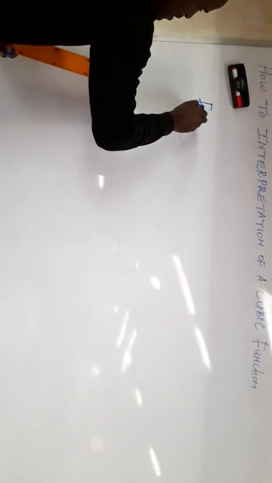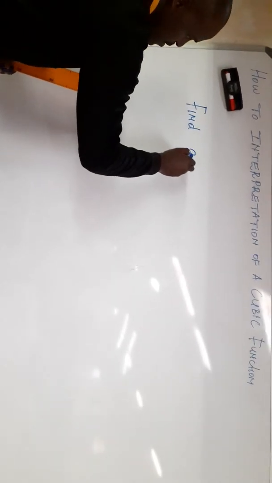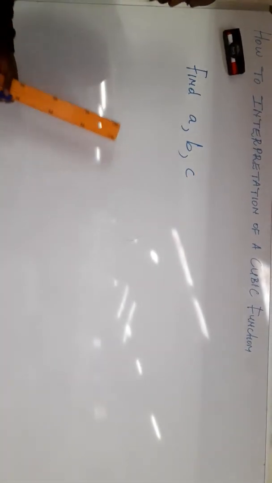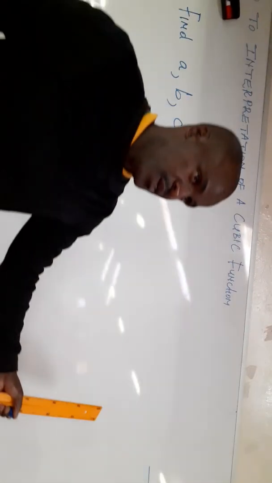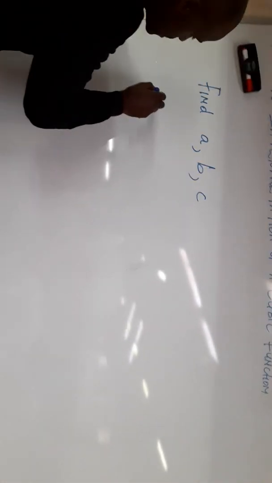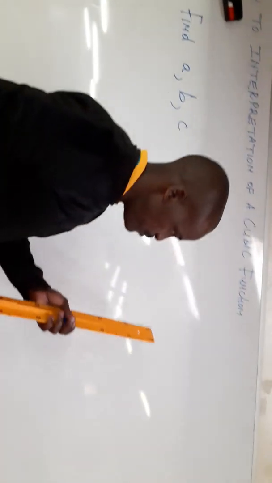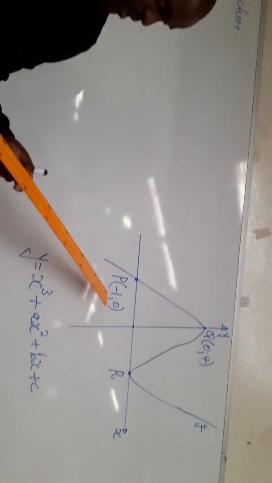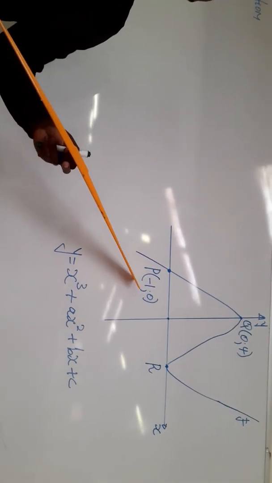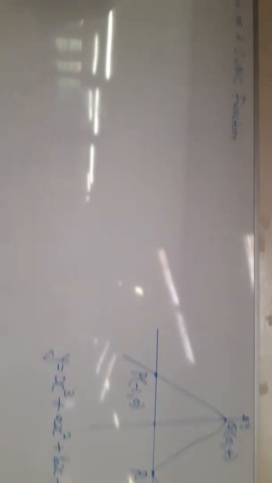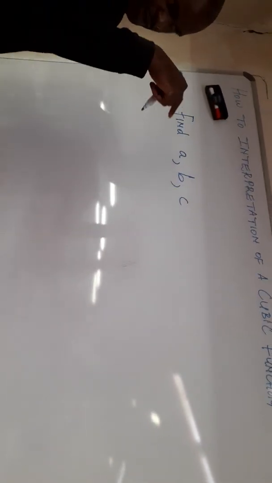We are to find A, B, and C on that equation. Remember that we are being given these points: the stationary point and the x-intercept. For the stationary point, we derive.